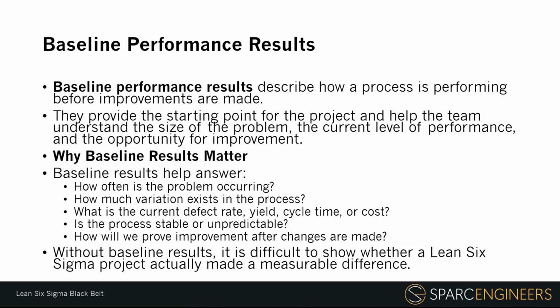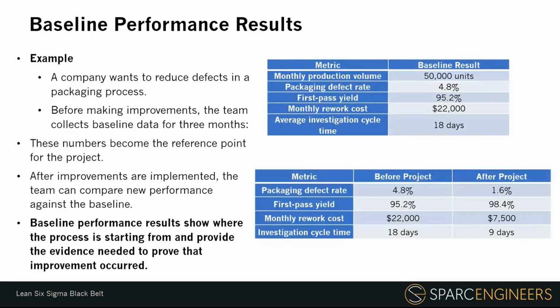This is a major part of disciplined improvement. If we cannot describe the current state with data, it becomes very difficult to prove that the future state is better. Baseline performance results example. This slide shows a more complete baseline performance example for a packaging defect project. Before making improvements, the team collects 3 months of data.